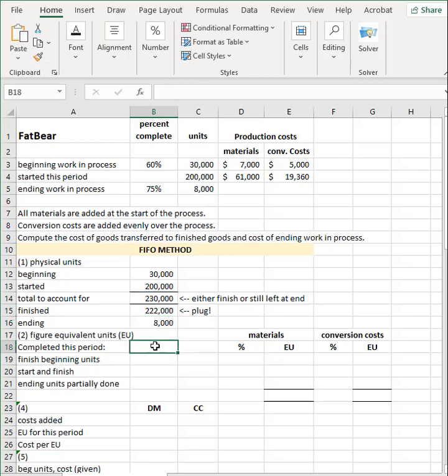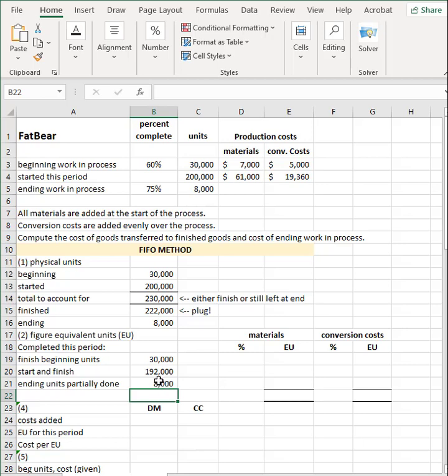Now for FIFO, we need ones that are started and finished. You'll see that in a second. How many of those? Well, of the ones that were finished, the first 30 came from beginning because we always finish the beginning ones before we start new ones. So that 220, the finished amount, minus the ones in the beginning were the ones that were both started and finished within the period. And the beginning units were the 30 and the ending units were the 80. So this is still physical. This is all physical. We're ignoring percent complete until this point.